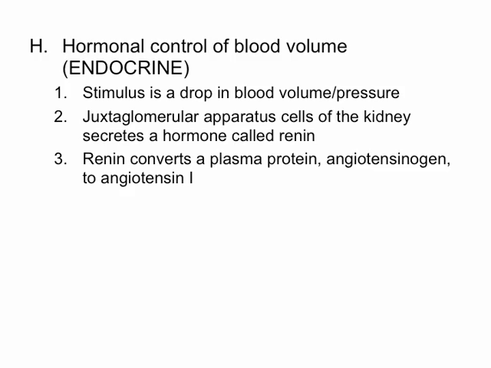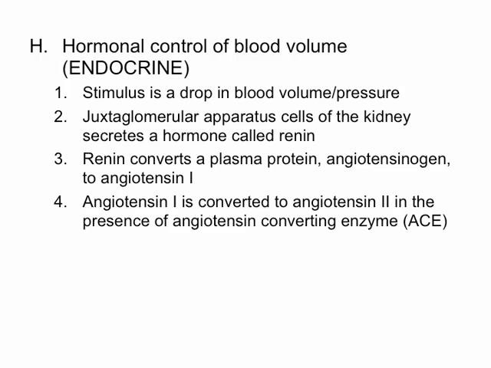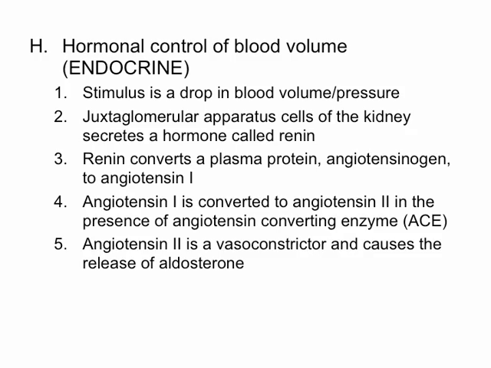Please don't let that word intimidate you. Angio refers to blood vessel, tensin refers to tension. Ogen simply means that it's a precursor molecule. So when angiotensinogen gets converted to angiotensin 1, then we have angiotensin 1 getting converted to angiotensin 2. That happens in the presence of angiotensin converting enzyme, or ACE. Angiotensin 2 then is a vasoconstrictor.